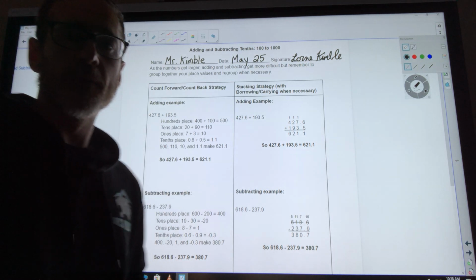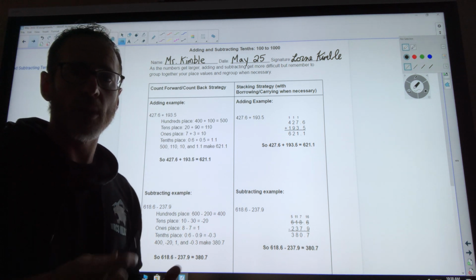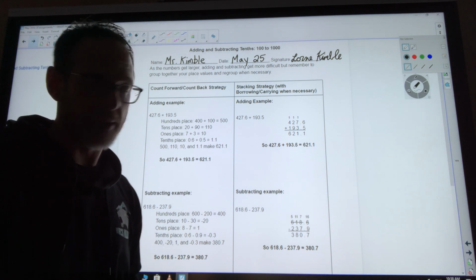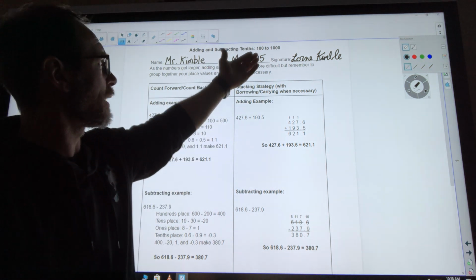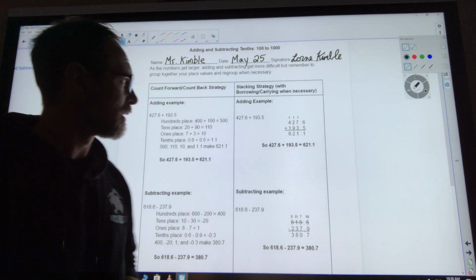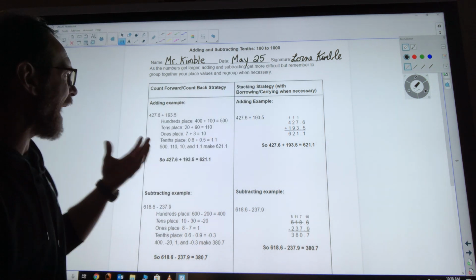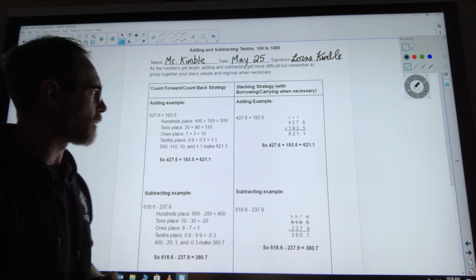Hi guys. For math this week, we're going to continue looking at adding and subtracting when we're working into the tenths place. Now, I'm going to make the numbers bigger. So for the first one, we're working with numbers between 100 and 1,000. Now, if we are adding, we can look at two different strategies that we talked about last week.